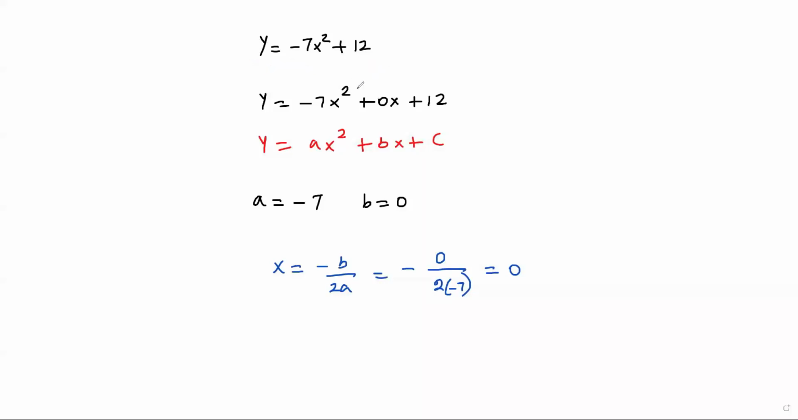Now to get the y-coordinate of the vertex, I just have to plug the value of the x-coordinate, that is 0, into the given quadratic function. So I'm going to plug x = 0 into the given quadratic function. Then I'll be getting -7 times 0² + 12. So y = the value of 0² is 0, 0 times anything is 0, plus 12. I get y = 12. So the vertex is (0, 12).